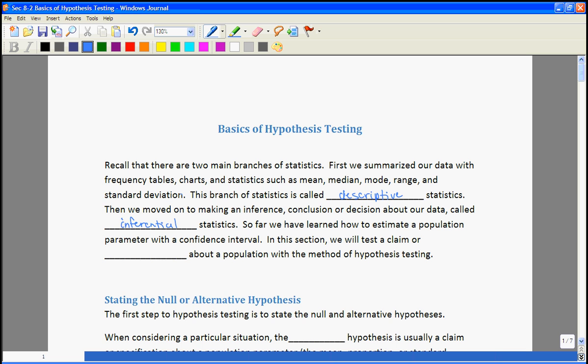We go further into inferential statistics in this section, where we will test a claim or hypothesis about a population with the method of hypothesis testing. Now, there are specific methods to hypothesis testing depending on whether you're testing for the mean or the proportion or the standard deviation of a population. And we'll get to those specific tests later.